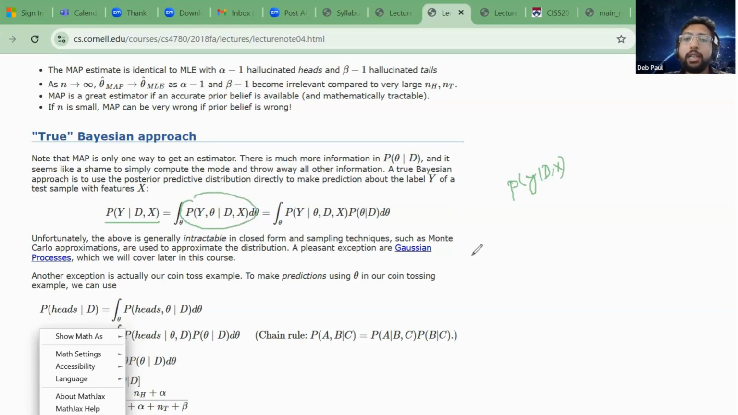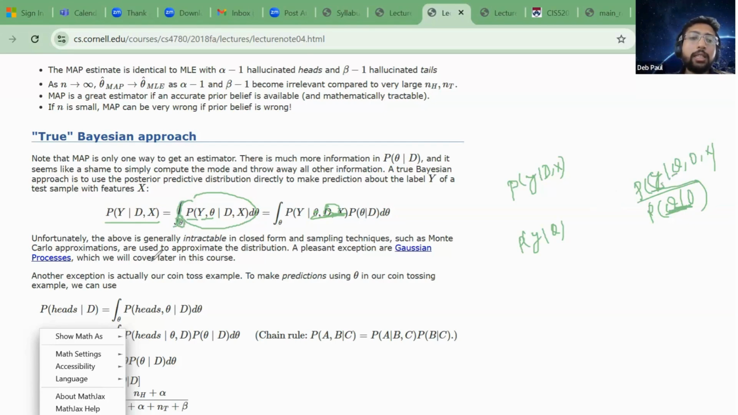So basically this is taking over all the thetas, the P of Y given theta and D and X. Now you can say P of Y given theta, this is my input, and this is my parameter. So I'm first estimating P of Y given theta and D and X. My theta is basically a function of D. Then I'm estimating Y given this theta, and somehow this is integrating over all such thetas, right?